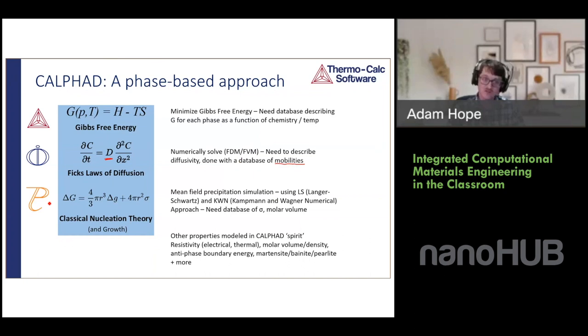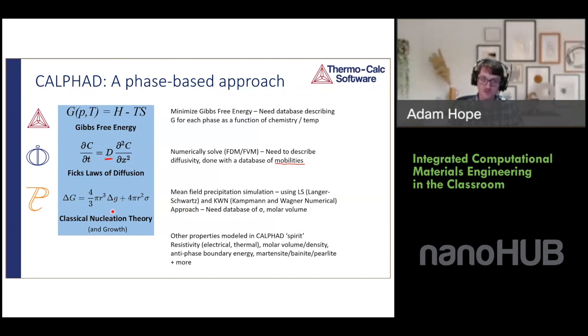And then we can also talk about precipitation. We can make simulations for precipitation behavior, which is very important for materials that are precipitation strengthened. And to do that, we're essentially solving a set of equations that deals with classical nucleation and growth. You can look up the Langer-Schwartz method, and we use these Kampmann-Wagner numerical approaches.